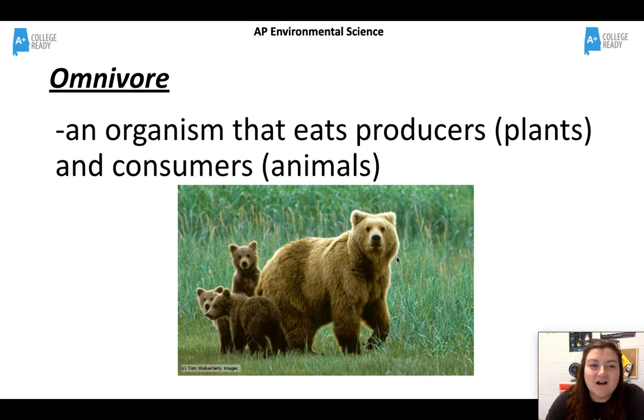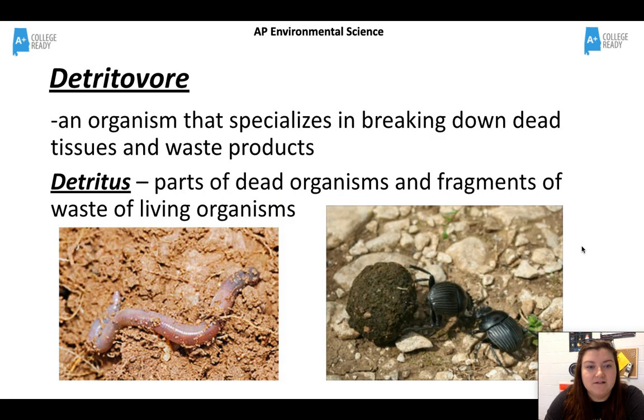So omnivore, omni means both or all. So an organism that eats producers and consumers. So it eats plants and animals. Most of us are omnivores, unless you're a vegan or vegetarian. More power to you if you are. I've tried. I can't do it. I mean, I could. I don't have the willpower. But omnivores, they eat both.